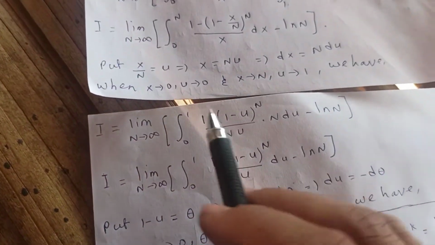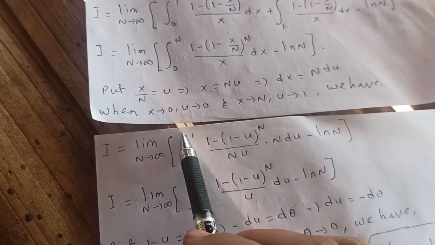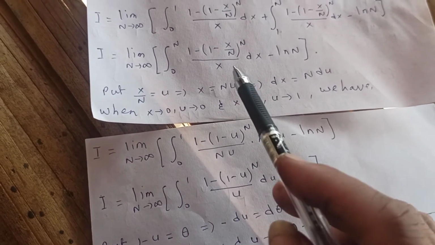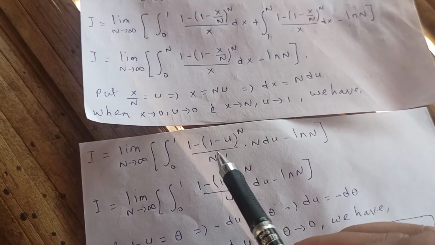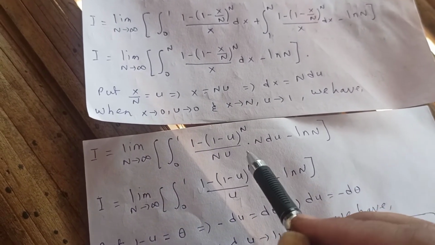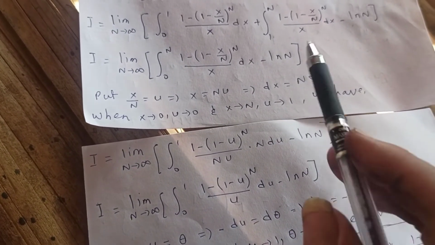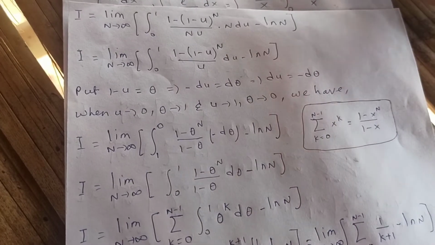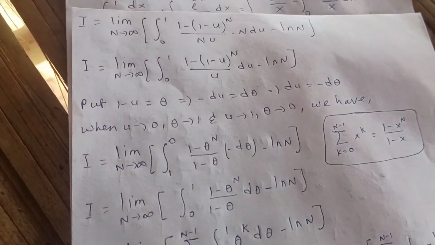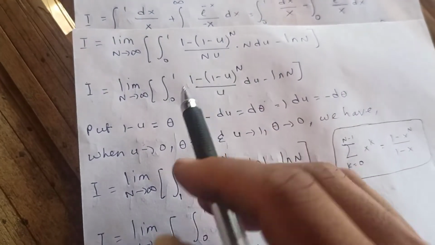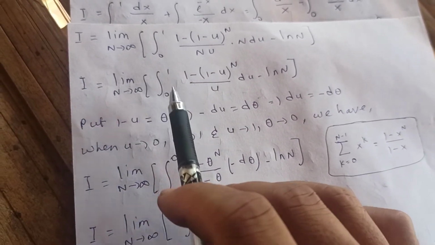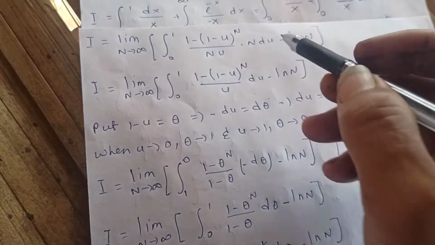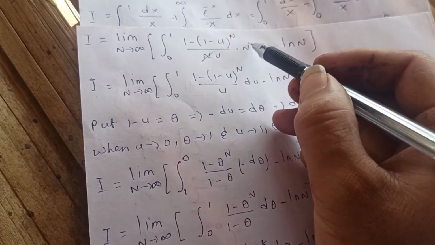Here we substitute now. I is the limit as n tends to infinity of the integral from 0 to 1 of (1 minus u) to the power n, since x by n is u, upon n u, because x is n u, times dx which is n du, minus log n. Therefore I is the limit as n tends to infinity of the integral from 0 to 1 of (1 minus u) to the power n upon u du, minus log n. Here the n's cancel out already.